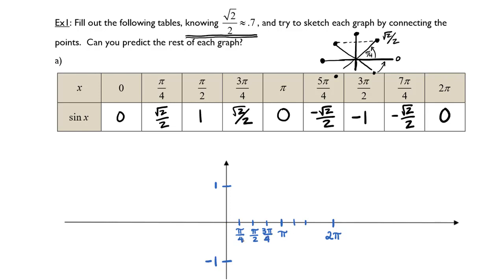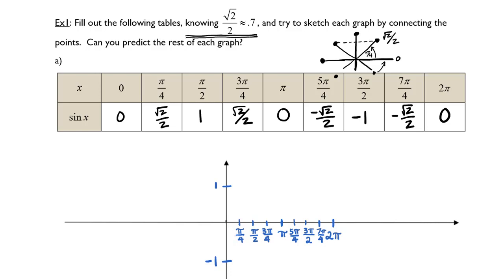So we'll just keep breaking these up. So far I have pi over 4, pi over 2, 3 pi over 4, pi, and then 5 pi over 4, 3 pi over 2, 7 pi over 4, and 2 pi. Reduce your fractions, because if you think about this, these could all be written as denominators of 4 and then reduced.